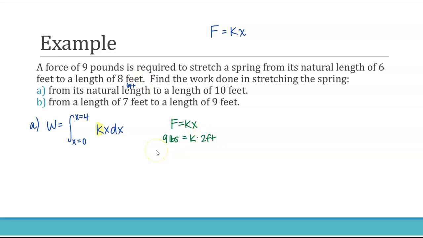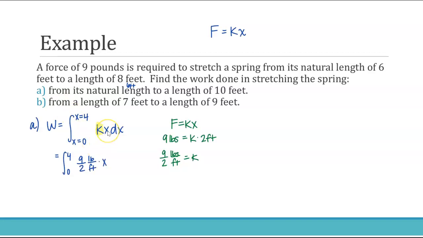If I divide by 2 feet, I have k is equal to 9/2 pounds per foot. Notice that I'm keeping my units with me just because I want to do a units check on this problem eventually. So I'm going to take this value of k into the integral now. We are integrating from 0 to 4 of 9/2, and the units were pounds per foot on that spring constant, and then times x.